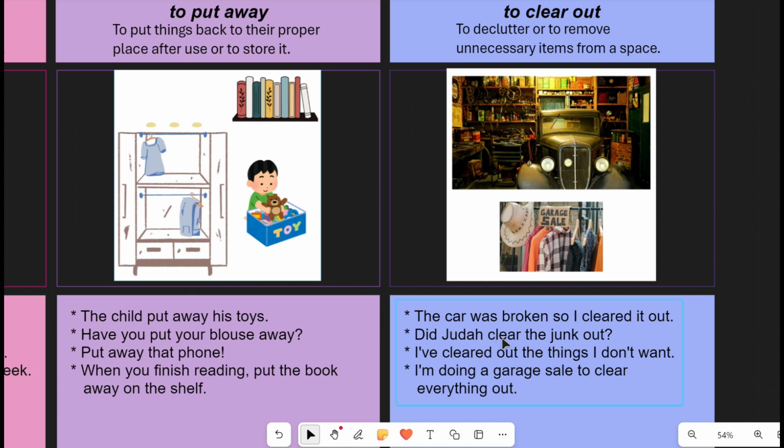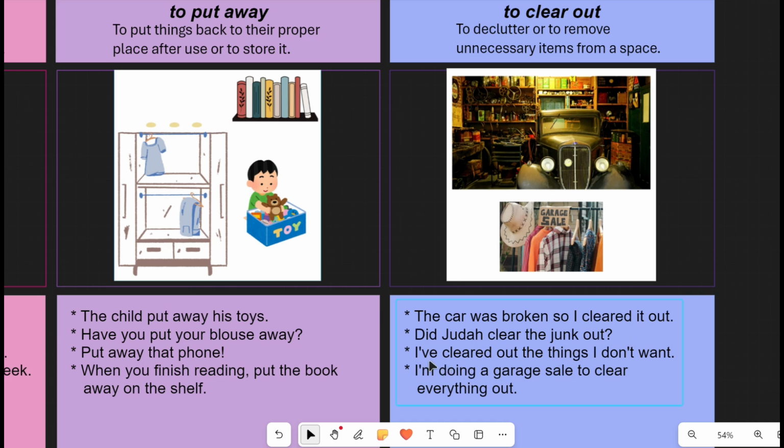Did Judah clear the junk out? So this is the question format, a past simple question format. And you're asking if the junk is gone. Notice that, of course, you have the noun in between, clear out. Did Judah clear the junk out?